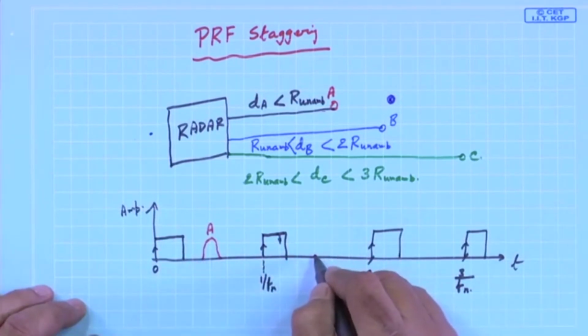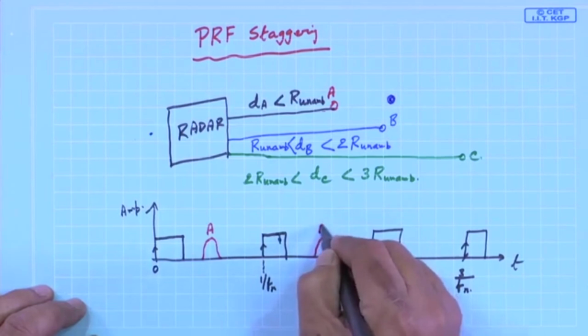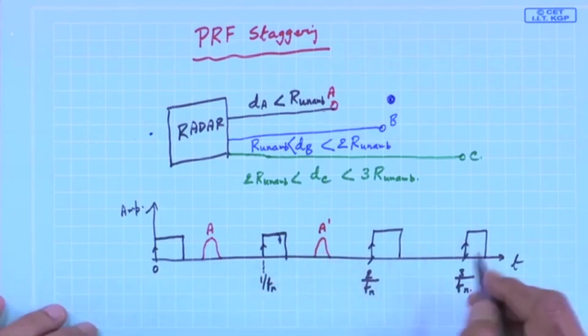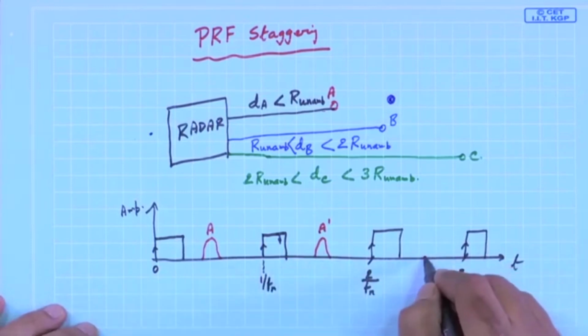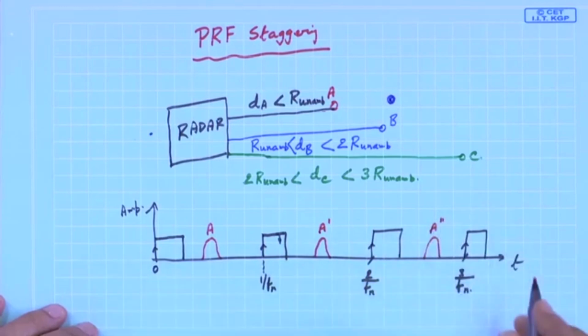Then in this interval what will happen? This A will again come here. Let us say A is here, but I am calling it now A dashed, because it has come after the second pulse has been transmitted. There will be A double dashed, then I am not drawing there.